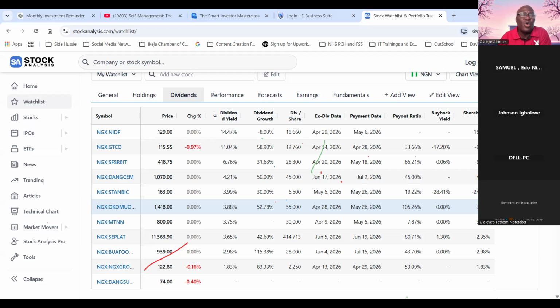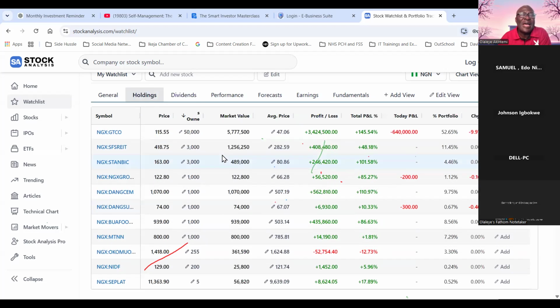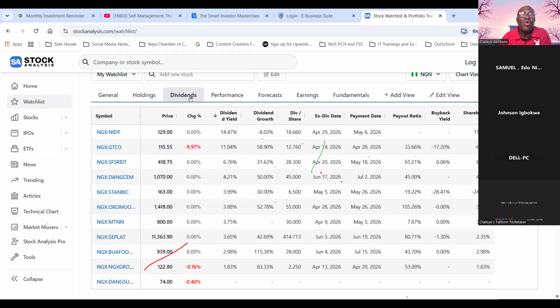For example, the most lucrative stock on my portfolio is NIDF because the dividend yield for NIDF is 14.47%. The higher the dividend yield, the better the stock, the more money you get back. But I have only 200 units of NIDF. So this is the way you know which stock is most lucrative. But again, you cannot just say you will only buy stocks that have a dividend yield of 14.47%. There are not many stocks like that.